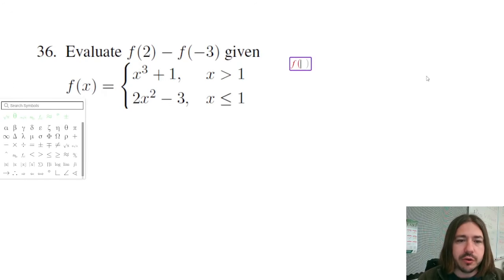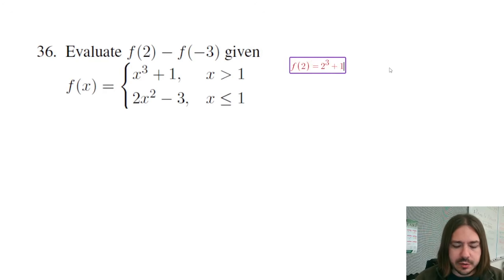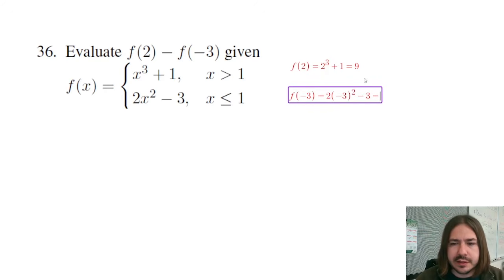So you have to make sure that when you're evaluating a piecewise function that you're substituting in your input into the correct expression. The first one here is going to be valid for when x is greater than 1, and since 2 is greater than 1, f of 2 is going to be 2 cubed plus 1, or 8 plus 1, which is 9. F of negative 3 is going to be using this second expression because x is less than or equal to 1, and negative 3 is smaller than 1. So we'll substitute in negative 3 into the second one. 2 times negative 3 squared minus 3 would be 2 times 9 is 18 minus 3 is 15.